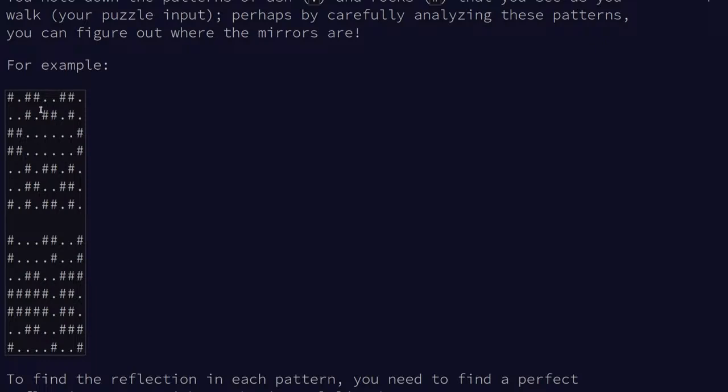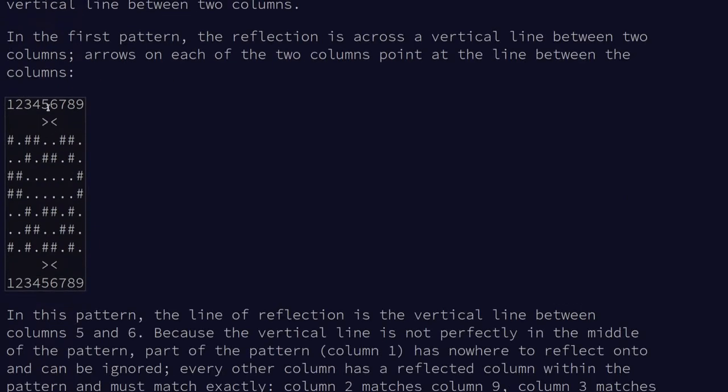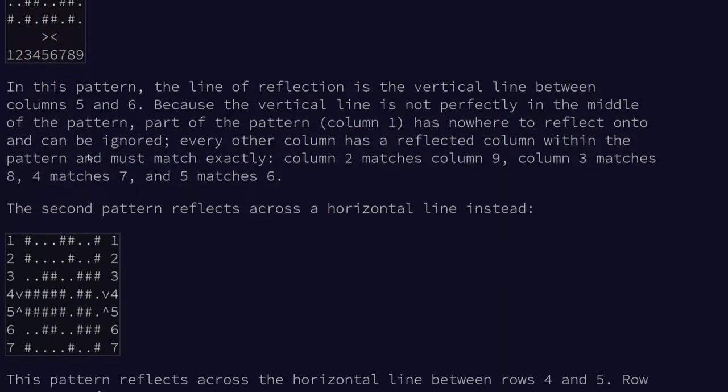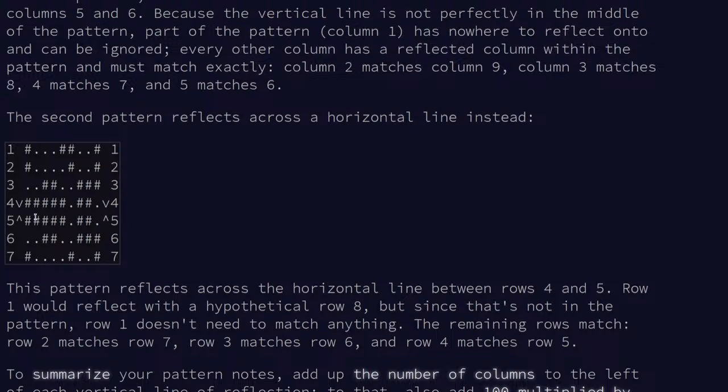So a vertical line will be between two adjacent columns. As you can see, this line between column 5 and 6, we need to find out this mirror portion. This is exactly the mirror of this. You can neglect the column which doesn't have any matching column to the right, and we need to do this for horizontal lines as well.